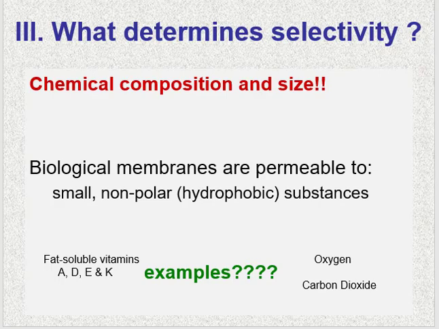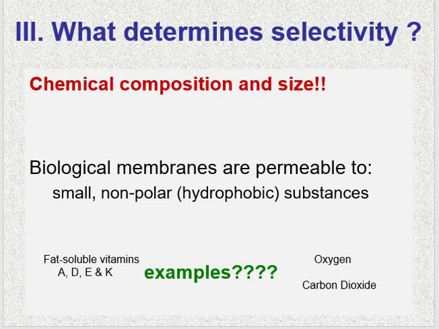So earlier I said that the plasma membrane was selectively permeable. Selectively permeable means that the cell will allow some substances to pass through, but not others. So what is allowed to pass through and how does it do it? Well, biological membranes are permeable to small, nonpolar hydrophobic substances.